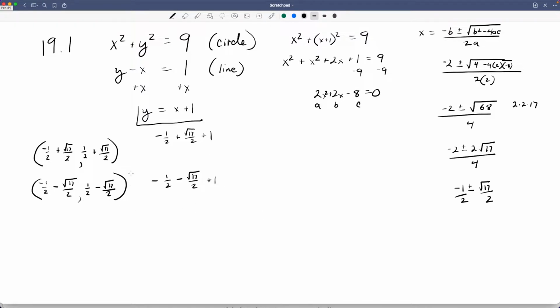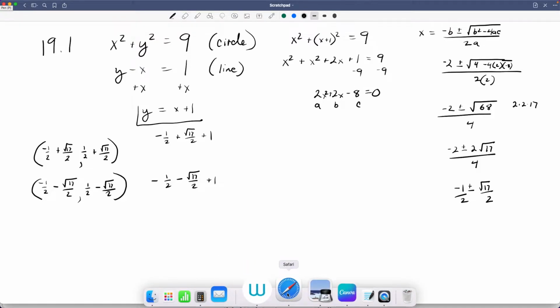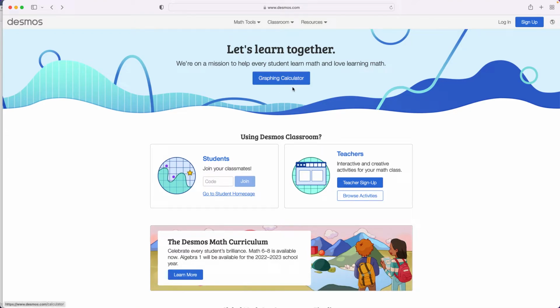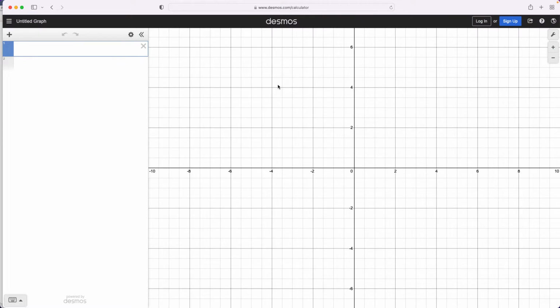All right, so those are the points that I would graph. So I want to show you how that would be graphed. I'm going to go over here to desmos.com, and there's also a free app that you can put on your phone. You do not have to spend $100+ on a graphing calculator. Just download the Desmos app. It is free to your smartphone, and this is what you end up with.